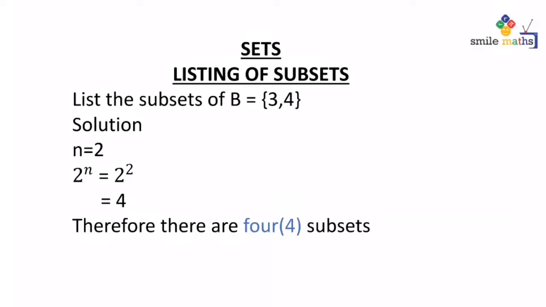Now listing them, we are going to have our null set. We are going to list them one after the other. Then we list the 2, which is the set itself. So we have our subsets: the null set, then we have the set 3, we also have the set 4, and the set itself.